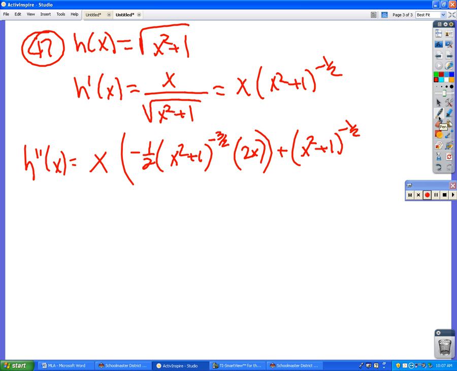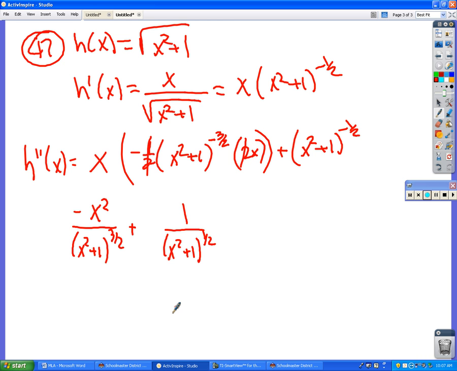Sophie said something that made me think we should try this. So x times x is x squared, and I solve this negative. So it's negative x squared over x squared plus 1 to the 3/2, plus 1 over x squared plus 1 to the 1, right?